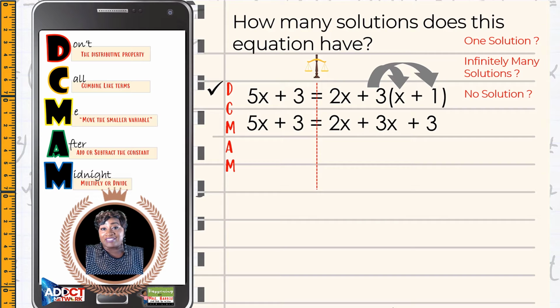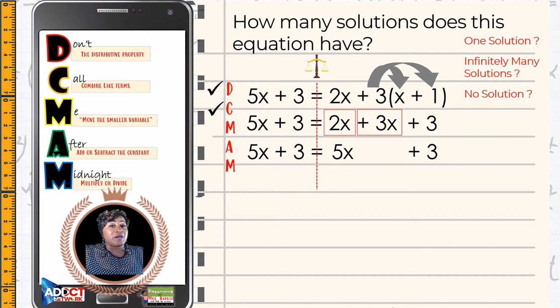Now let's check for like terms. Are there like terms on the left side of the equal sign? No, all we have is 5x plus 3. Now let's check for like terms on the right side of the equal sign. Yes, there are like terms on the right side of the equal sign. They are 2x plus 3x. If we combine those terms, we'll be left with 5x. Then we'll bring everything else down to continue solving the problem.